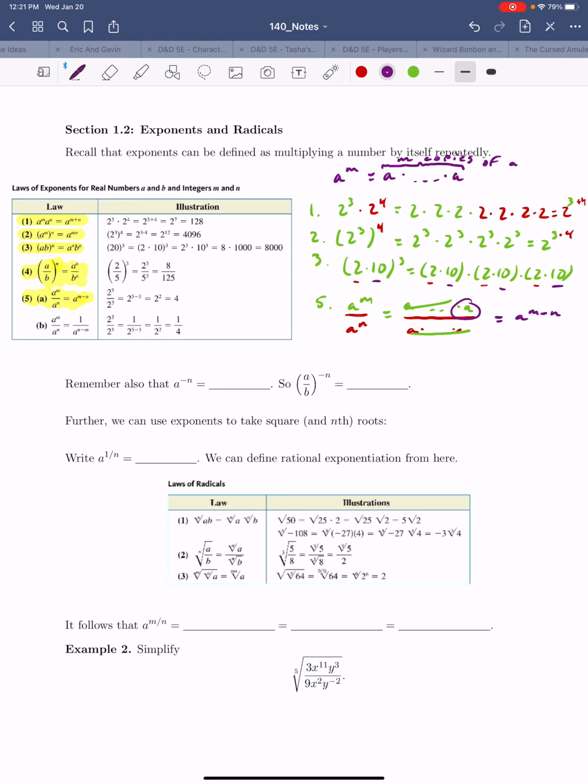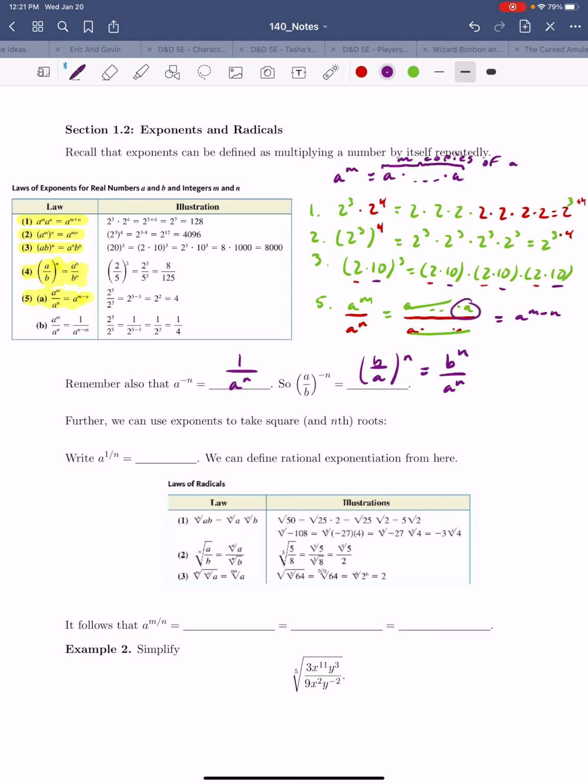One piece of notation that's very important that explains 5b is that a to the negative n is 1 over a to the n. It's not actually a negative number. It's 1 over a to the n. Okay, so a over b to the negative n is b over a to the positive n, right? Because it's 1 over a over b to the n. And, of course, we should know that that's b to the n over a to the n.